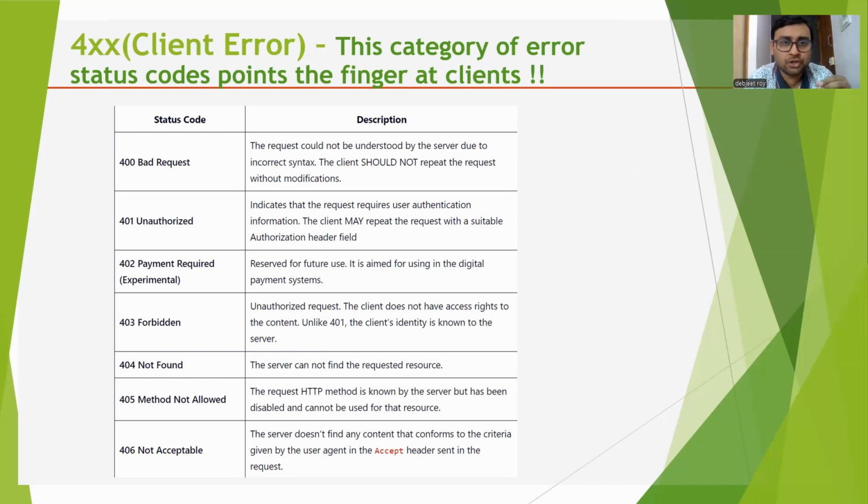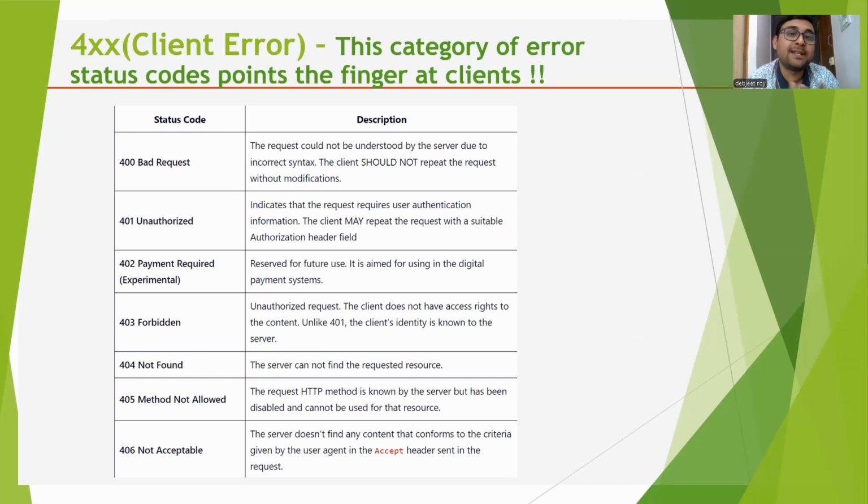Then 401 unauthorized. It indicates a request requires user authentication information. Okay, you are not authorized. So you will get it in the case of Spring Security. When you install Spring Security in your dependency file, and then the client tries to request the data, they will get 401 unauthorized. So you have to implement the configuration for Spring Security in your code, and then you have to give the permission, like admin permission, user permission, what role the user is having.